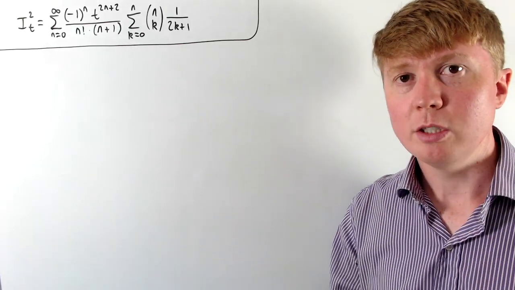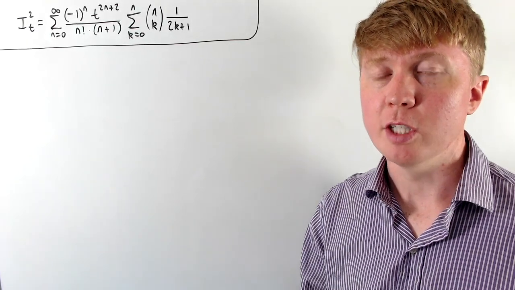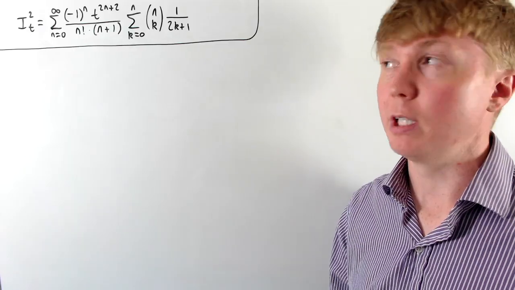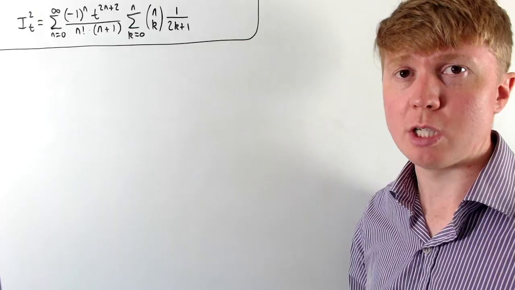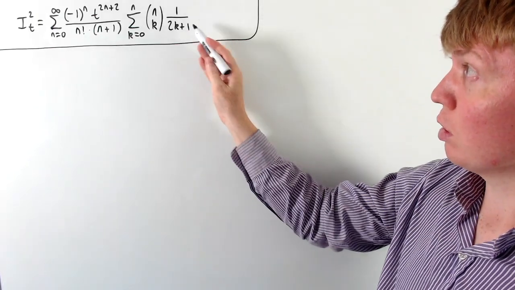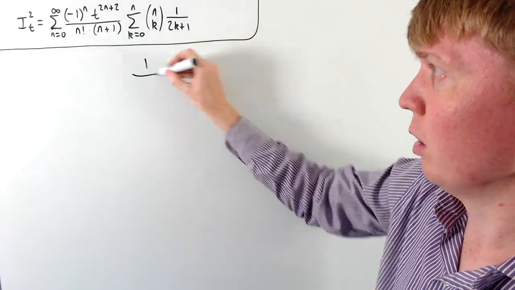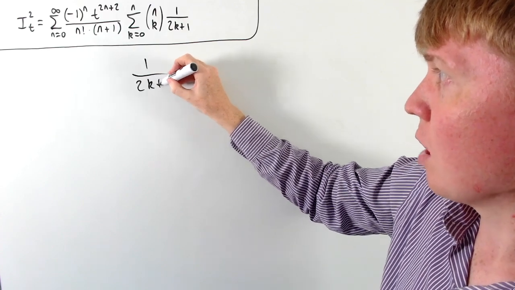And now from here, we're actually going to do the reverse of some of our previous steps to get this into a form where we can evaluate this infinite sum over n. And we're actually going to reintroduce an integral here. So we just look at this 1 over 2k plus 1. We can actually write this as an integral.